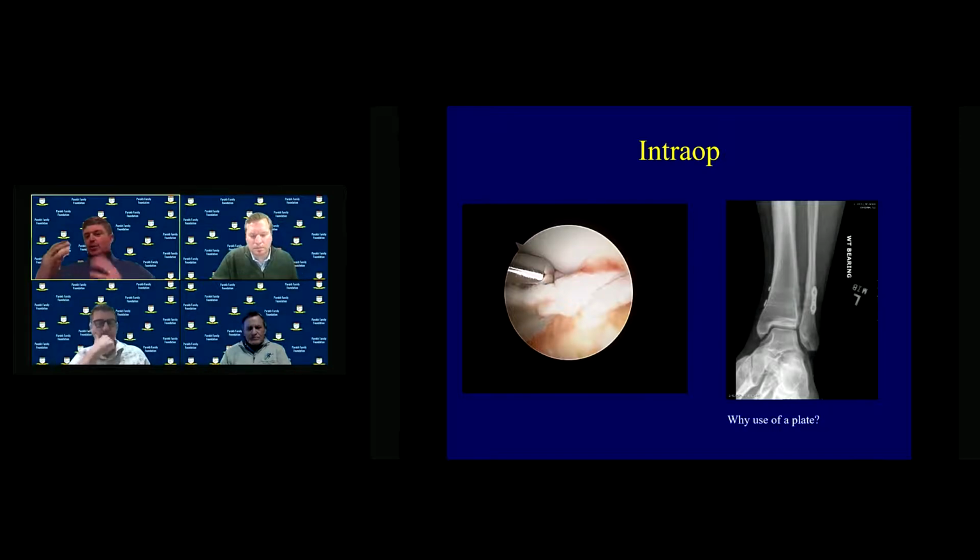And so one of my greatest fears in allowing athletes to return to play at an expedited rate is fracture of the fibula. And so the plate is meant to dissipate those forces, so that button doesn't concentrate that force over your drill hole. And so that is the reasoning behind using a plate.